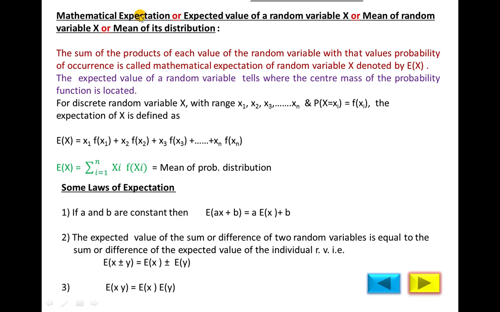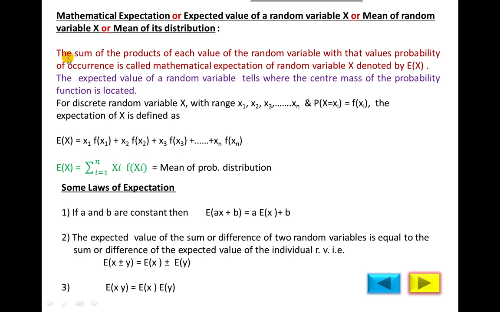Okay, because the mean represents the expected value, the central value. It is also called the expected value of a random variable x, or the mean of random variable x, or the mean of its distribution. Its distribution means the distribution of the random variable x according to the probabilities. So what is the formula? The sum of the product of each value of the random variable with that value's probability of occurrence is called the mathematical expectation of random variable x, denoted by E(x).